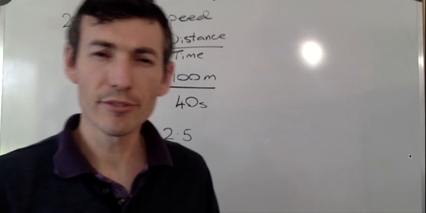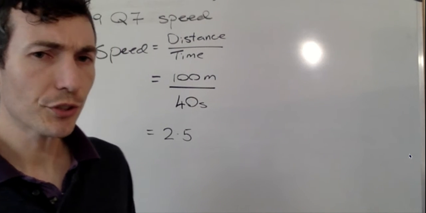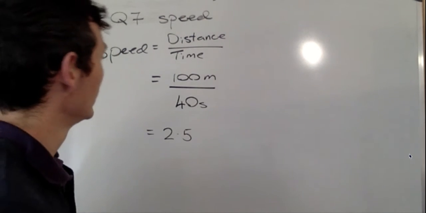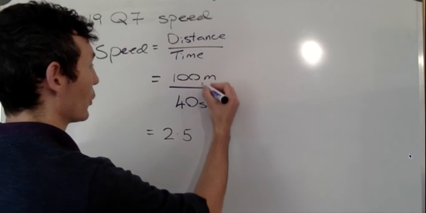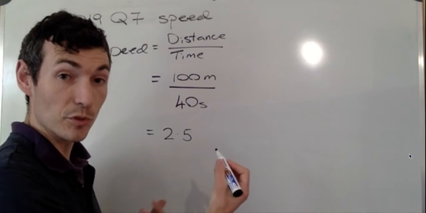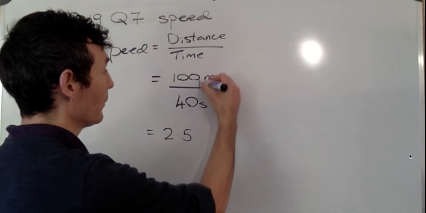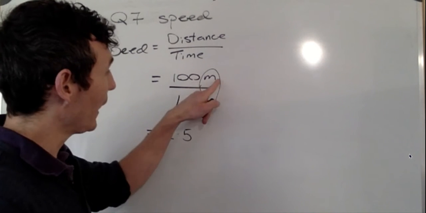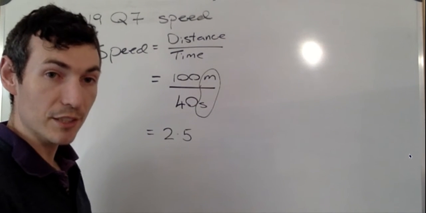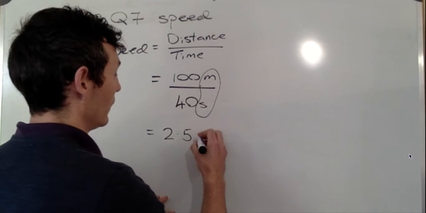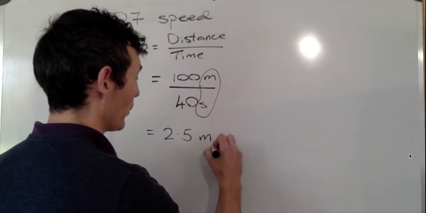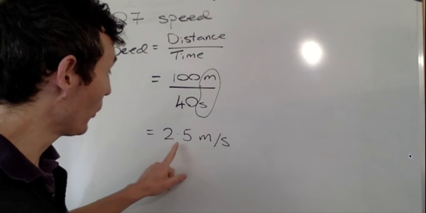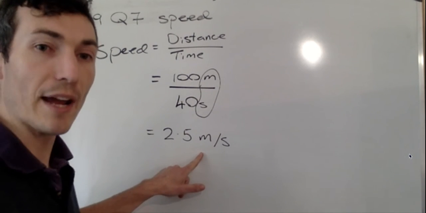Now, I don't want you to forget about your unit. Units are really important, and sometimes people get confused with what the unit is. Here's the hint: our distance was measured in meters, and our time was measured in seconds. That there is our unit, meters per second. That means that our cyclist was doing 2.5 meters for every second.